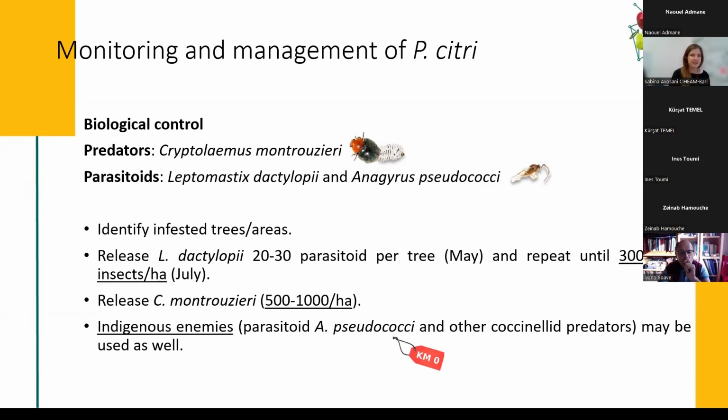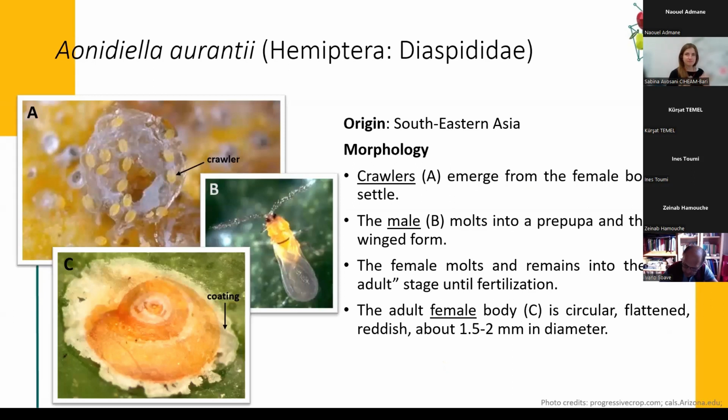If you don't like the idea of releasing exotic insects inside your orchard, although I have to say that they do not overwinter in Europe, you can release indigenous enemies, such as Anagyrus or other ladybugs. But this was for the mealybug.